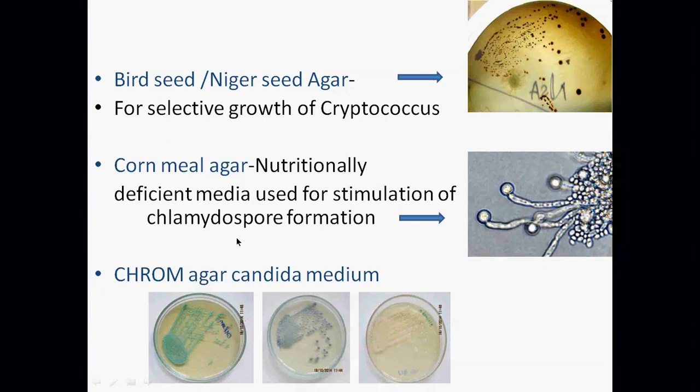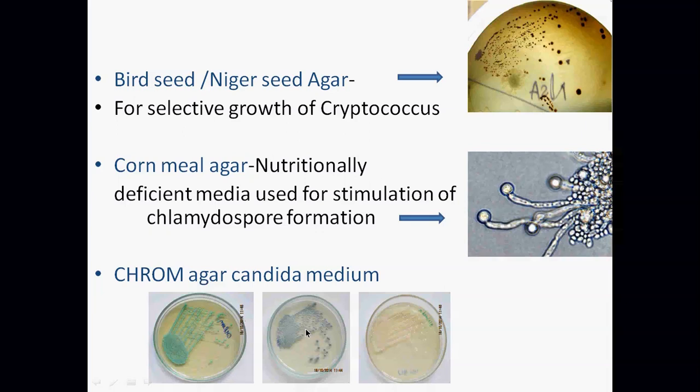Now, there are some other media where you can see the pigmented growth of the fungi, and depending upon the color, we can identify the fungi. Here is one example of such media where you get colored growth, known as chrome agar candida medium. On this you can see different colored colonies of candida have grown.